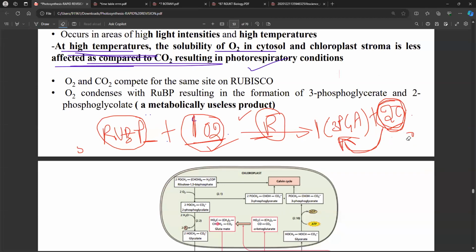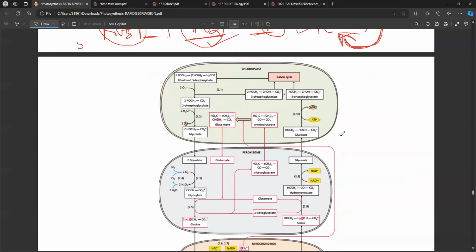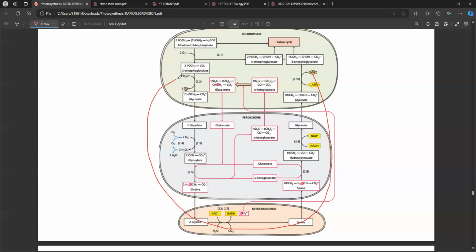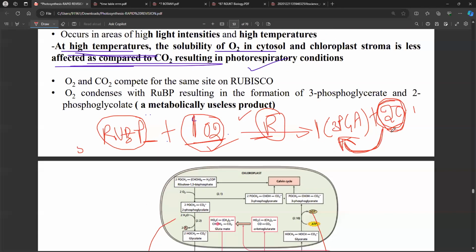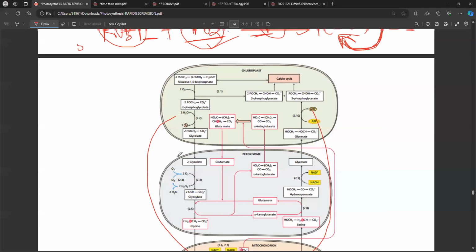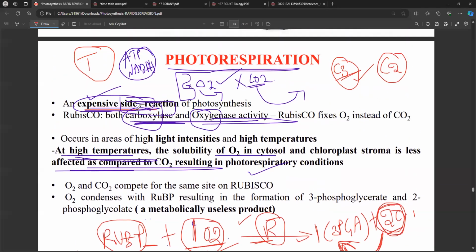Then some students asked a doubt: sir, now we are left with the 2 carbon. When we add one extra carbon here, then we can easily produce another molecule of 3PGA. Your doubt is a good doubt. But do you really think we can just add the carbon and convert it that easily? No. You have to move through every single compartment, and you have to spend a lot of energy. That's the reason we call it an expensive side reaction or a waste reaction.